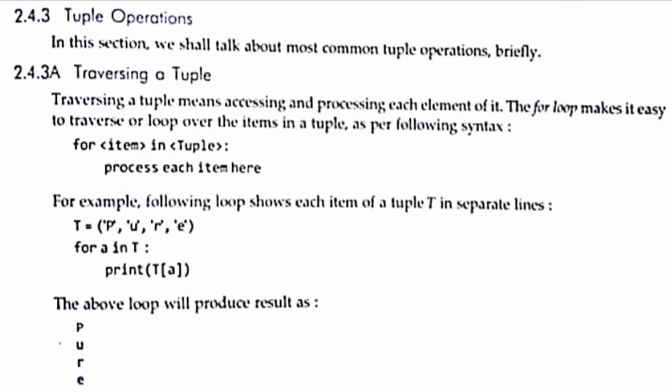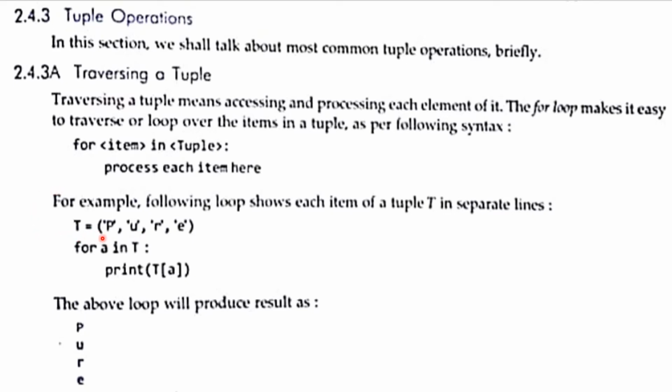Next is traversing a tuple. This is also the same as we did in list. Traversing a tuple means accessing and processing each element of it. The for loop makes it easy to traverse or loop over the items in a tuple. So here an example is given. This is the same example as we have done in the list.